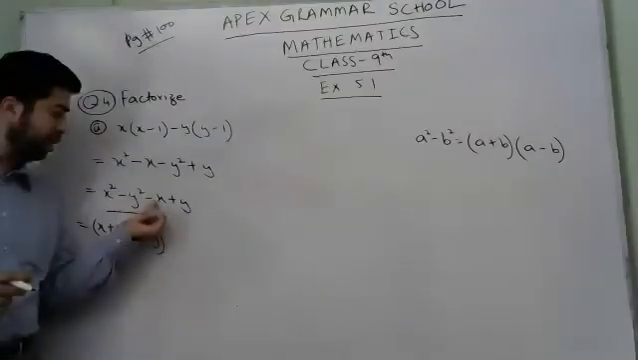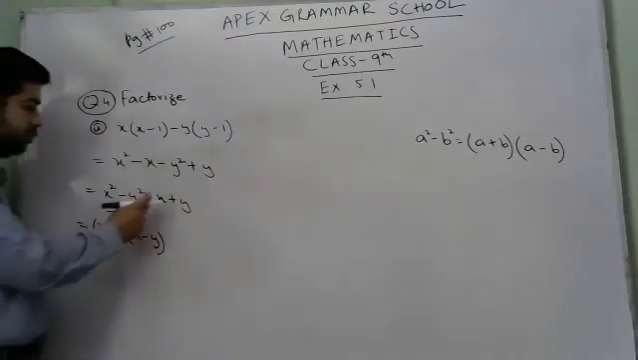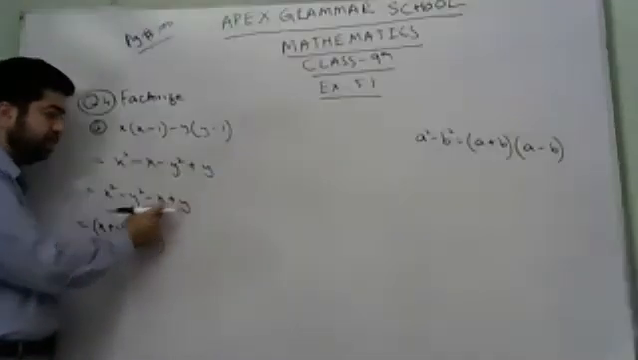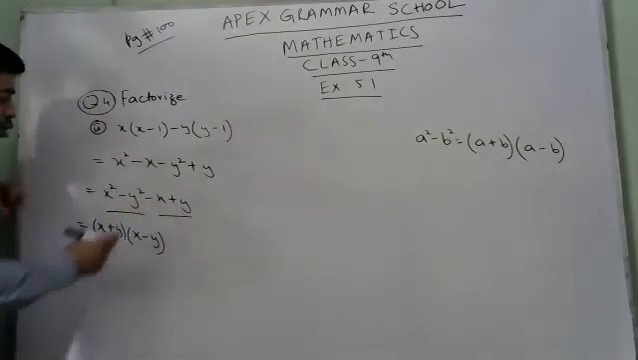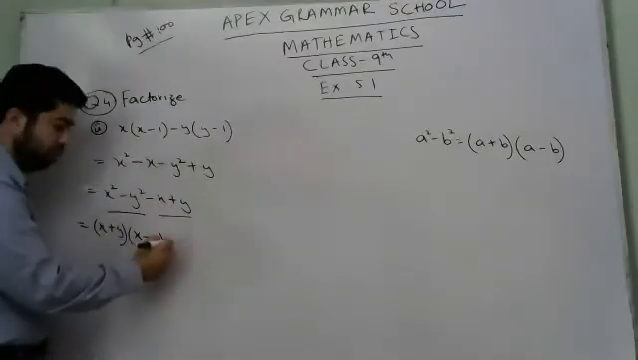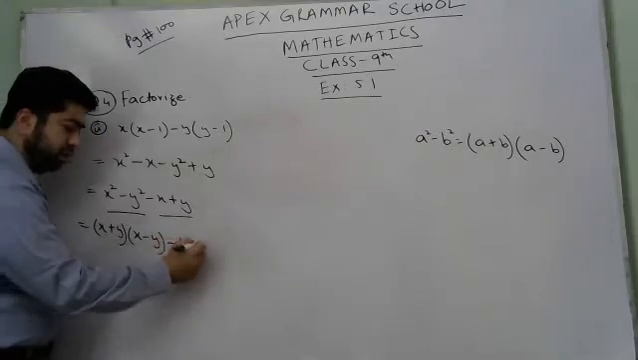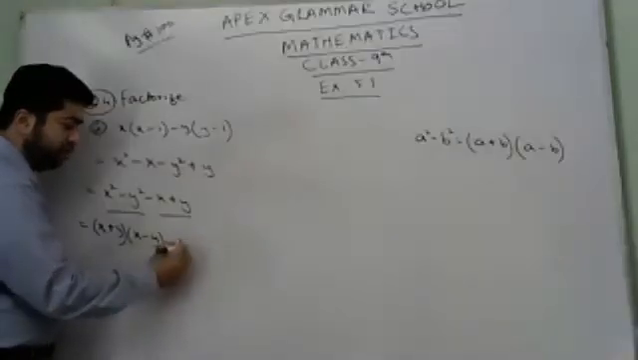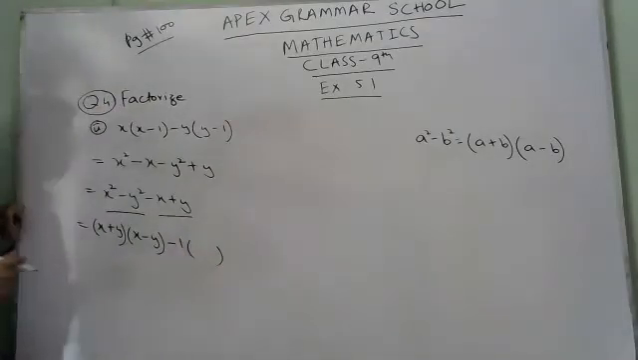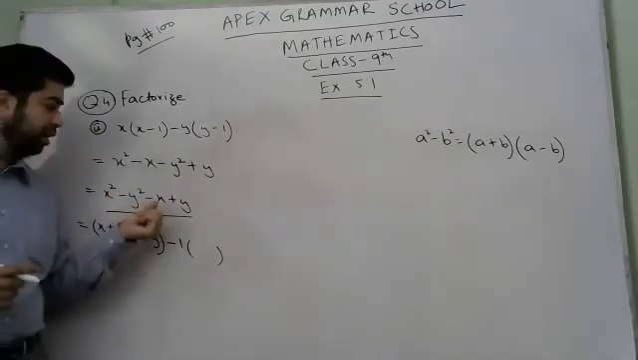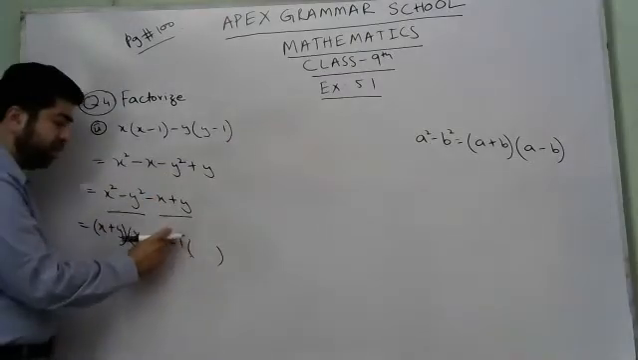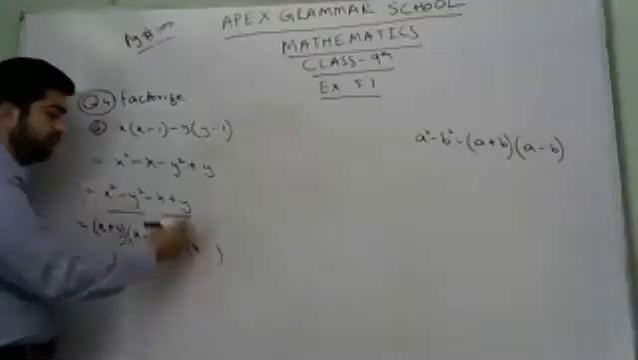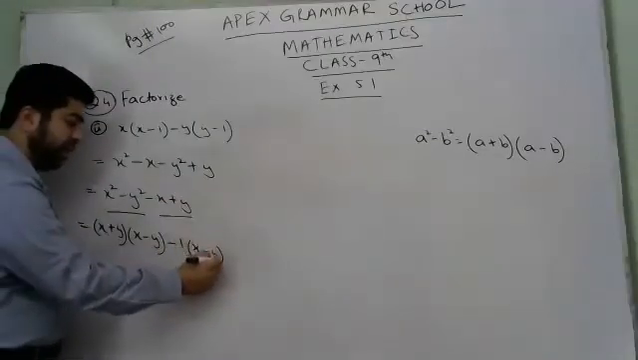But what about this, minus x plus y? You can see that there is nothing common here except this minus sign. So you can take the minus sign common, or minus 1 common. If we take the minus sign common, the signs of the inner side will be changed. Like this is negative x, now it becomes positive x. This was positive y, now it becomes negative y.